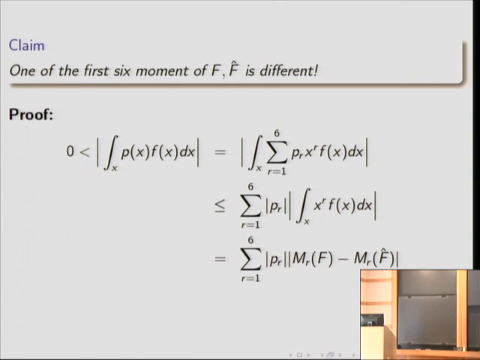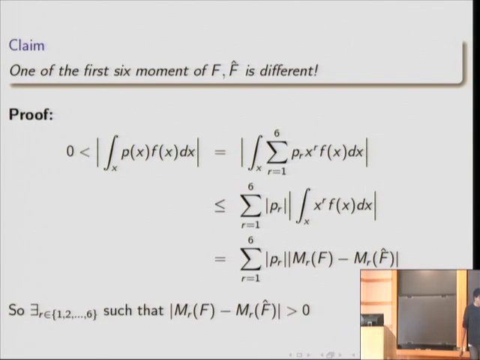So in fact, this quantity is strictly greater than 0. So one of the first 6 moments better be different between f and f hat. So now, where are we? The core of what we want to establish is just this question of f minus f hat. How many times does it cross 0?